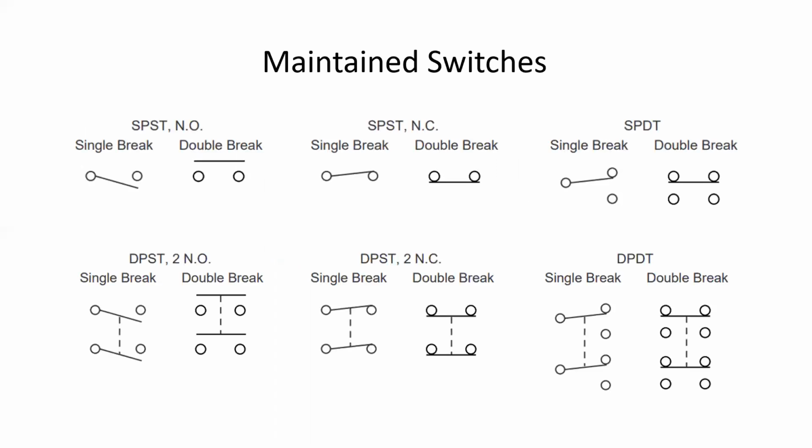Maintained switches are an item that we see all over industry, and it's good to understand what some of the abbreviations and acronyms are. We have SPST, which would be single pole, single throw, SPDT, single pole, double throw, DPST, double pole, single throw, and finally DPDT, double pole, double throw. So there are different applications for each one.